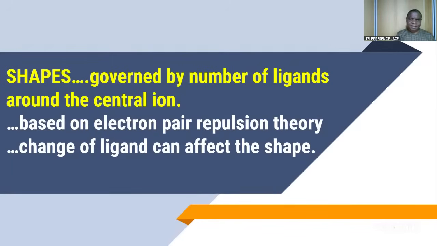Shapes. The shapes of complexes are governed by the number of ligands around the central metal ion, and this is based on electron pair repulsion theory. So if you change the ligand, then the shape can change as well.